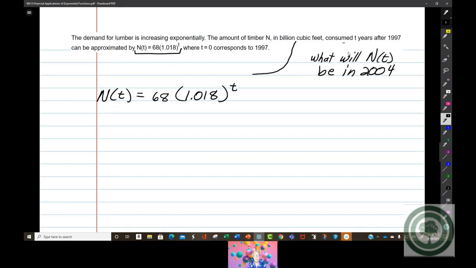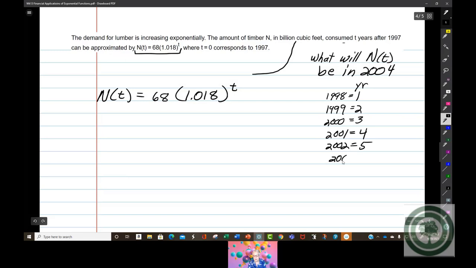Okay, now that's to give you practice on this. Since T is years after 1997, okay? So for instance, 1998 would be year one. 1999 would be year two. And so on and so forth, 2000 would be year three. 2001, what the heck, might as well do it this way, would be year four. 2002 would be year five. 2003 would be year six, and 2004 would be year seven.